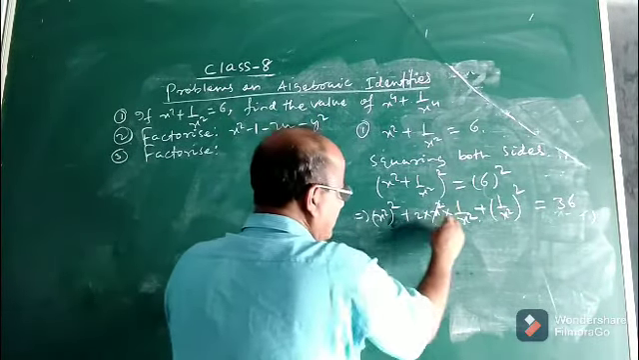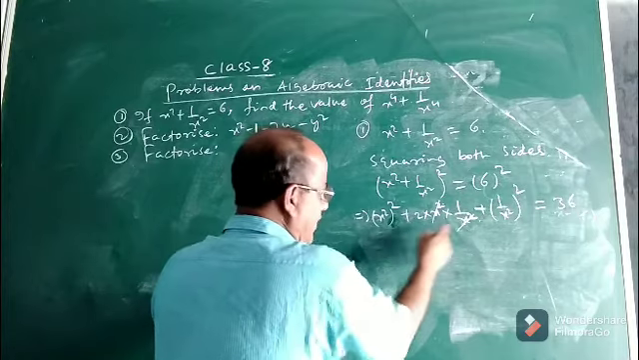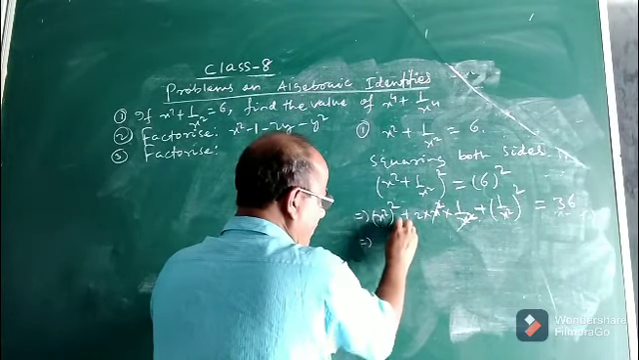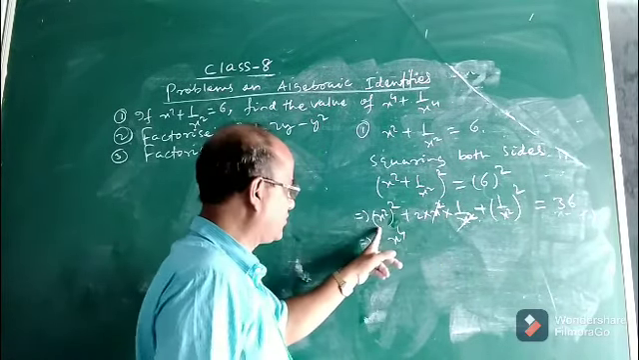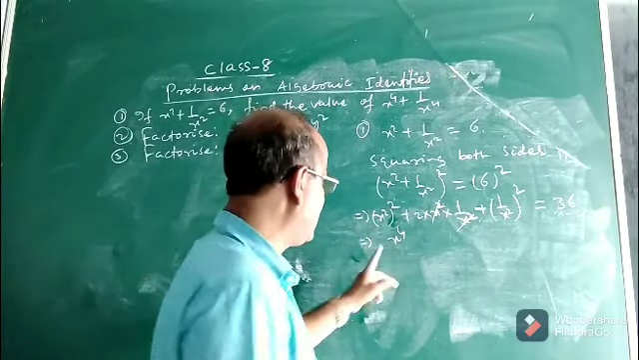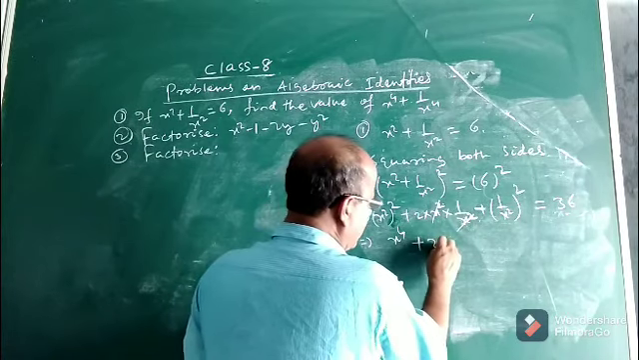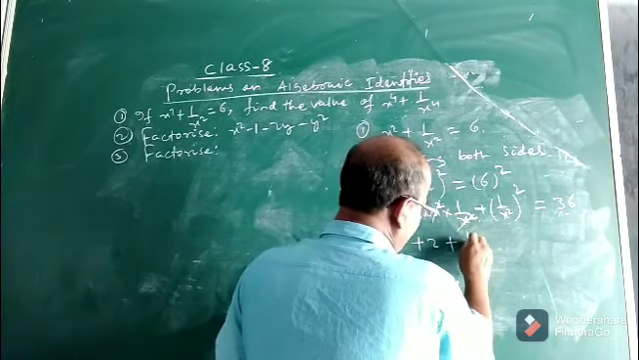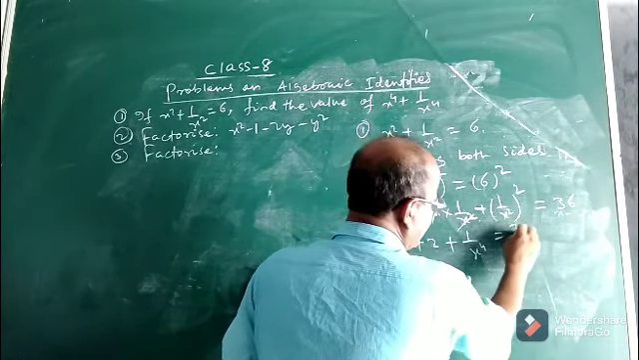Now see, this x square will be cancelled. Now, x square multiplied by x square, whole square means it will be multiplied 2 times. So it is x to the power 4 plus 2 plus 1 by x to the power 4, and this is 36.